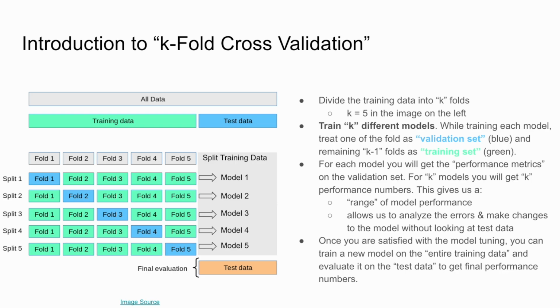But we do not stop here. We pick a different fold as the validation set and train the model using the remaining k minus 1 folds as training data. This way, we end up with k trained models and a range of performance metrics on the k validation sets. We can analyze the errors across these sets, change our model settings, and run the entire process again until we're satisfied with the model's overall performance. Then we can use the best model settings to train a fresh model on the entire training data, all k folds, and evaluate its performance on the test data.